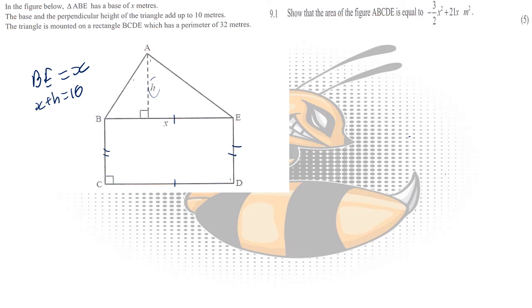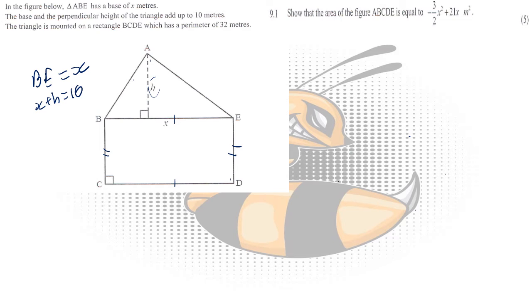Now, the first question asks us: show that the area of figure ABCDE is equal to minus 3 over 2 x squared plus 21x. So they're essentially asking you for the area of this entire shape. It consists of the triangle and rectangle, so we know that adding the areas of these two shapes will give you the area of the entire shape. So let's start by first trying to find a way to calculate the area of the triangle.